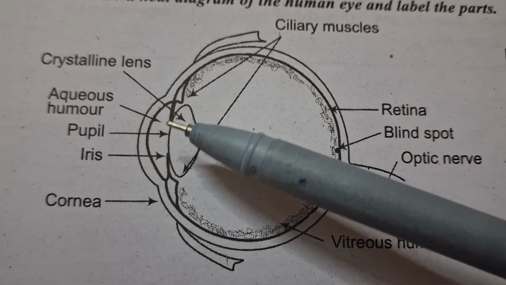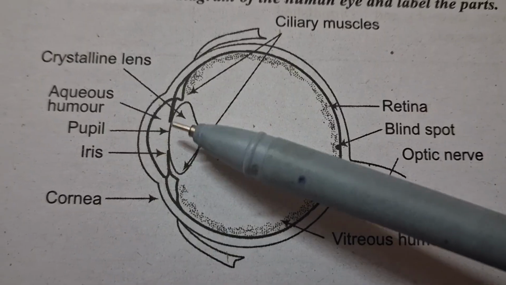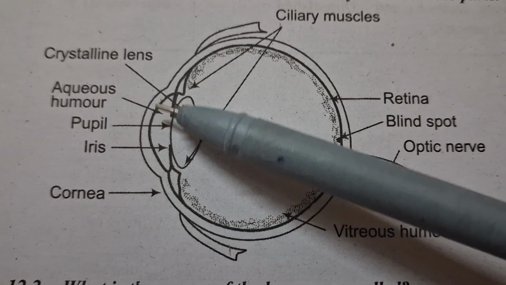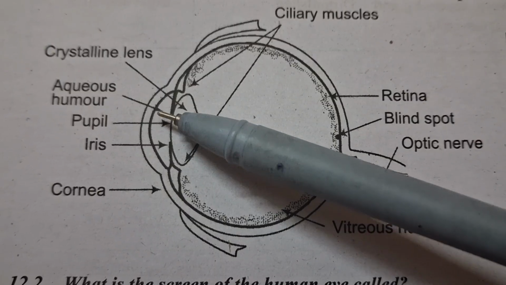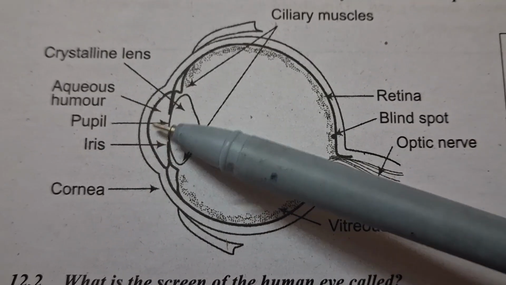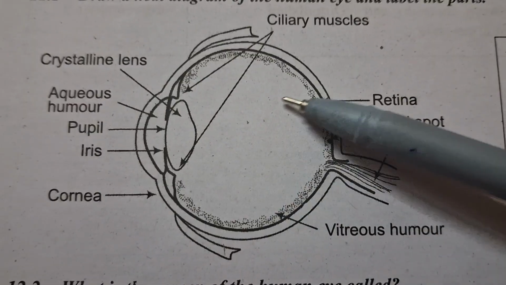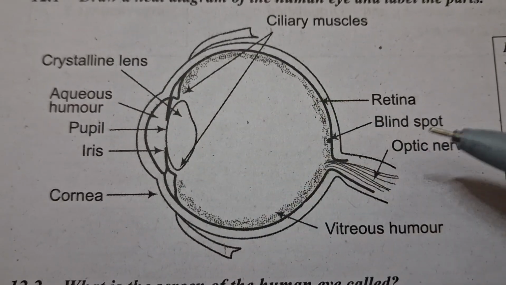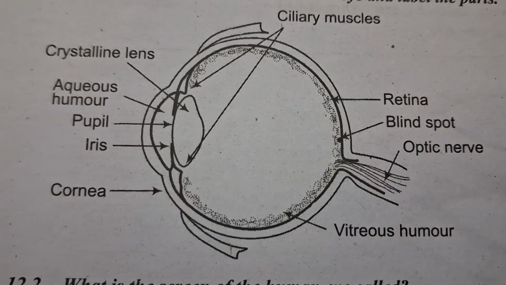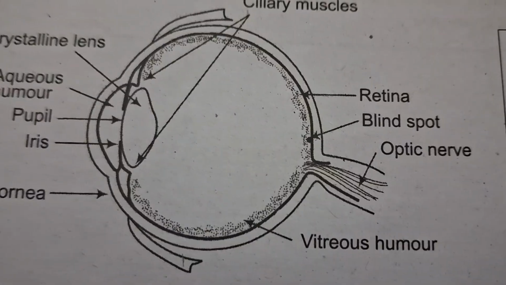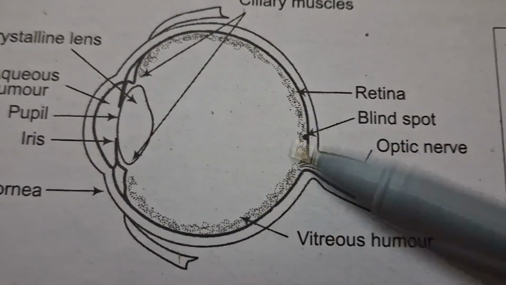This is the cornea, this is the pupil region, and this is the lens. Here you find the aqueous humor, a clear liquid present here. This is called aqueous humor. Behind the lens you find a liquid that is known as vitreous humor, and this is the retina. We'll see the ciliary muscles and functions one by one. So this is the vitreous humor inside.